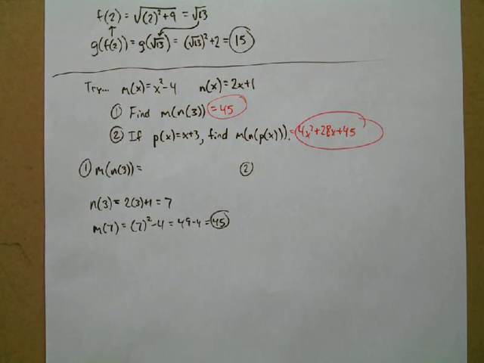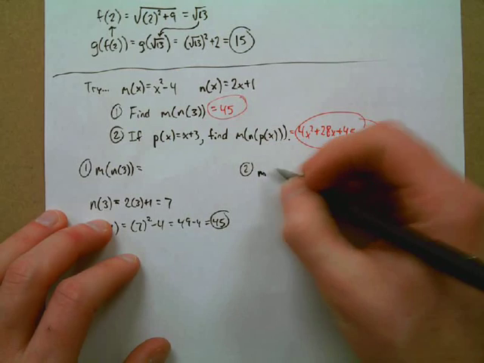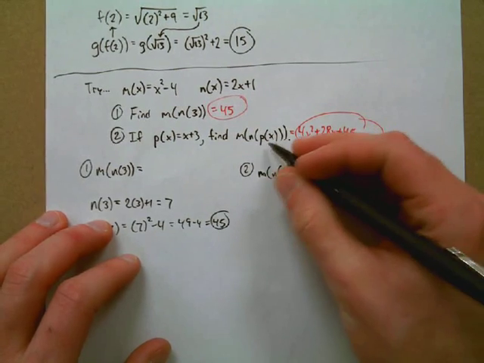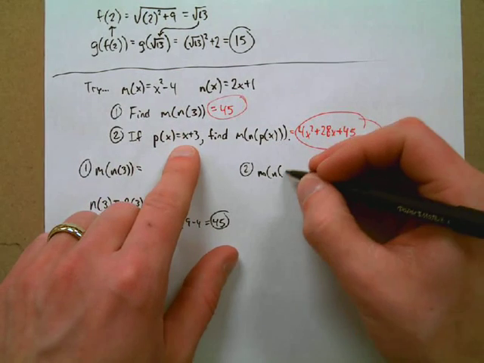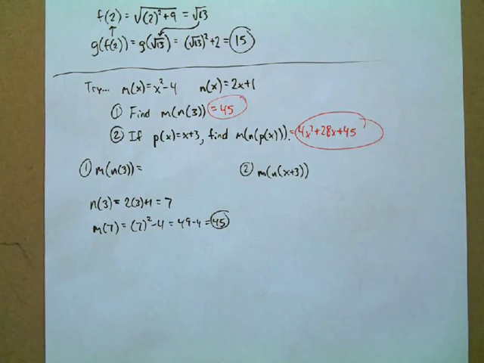I might just do that here as a side thing. n of x plus 3. So it's going to be what? 2 times x plus 3, plus 1. Did you do it in pieces like this too, Morgan? Okay, so what did you get when you simplified that?